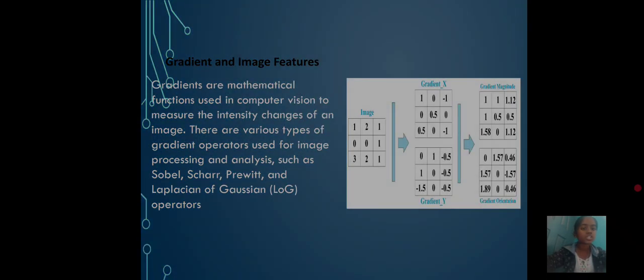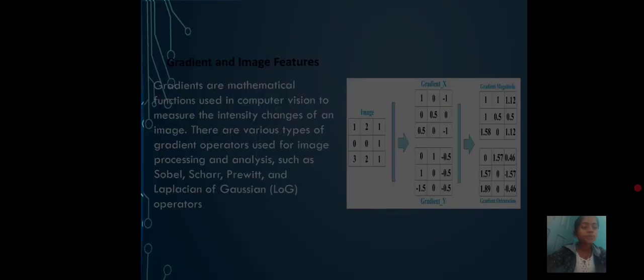Let's see what is meant by gradient in image processing. Gradients are mathematical functions used in computer vision to measure the intensity change of an image. There are various types of gradient operators used for image processing and analyzing, such as the Sobel, Scharr, Prewitt, and Laplacian of Gaussian operators. Here we can see in this picture, when we give an image, it gives two components, that is gradient x and gradient y. Through these we can get the gradient magnitude and the gradient orientation.